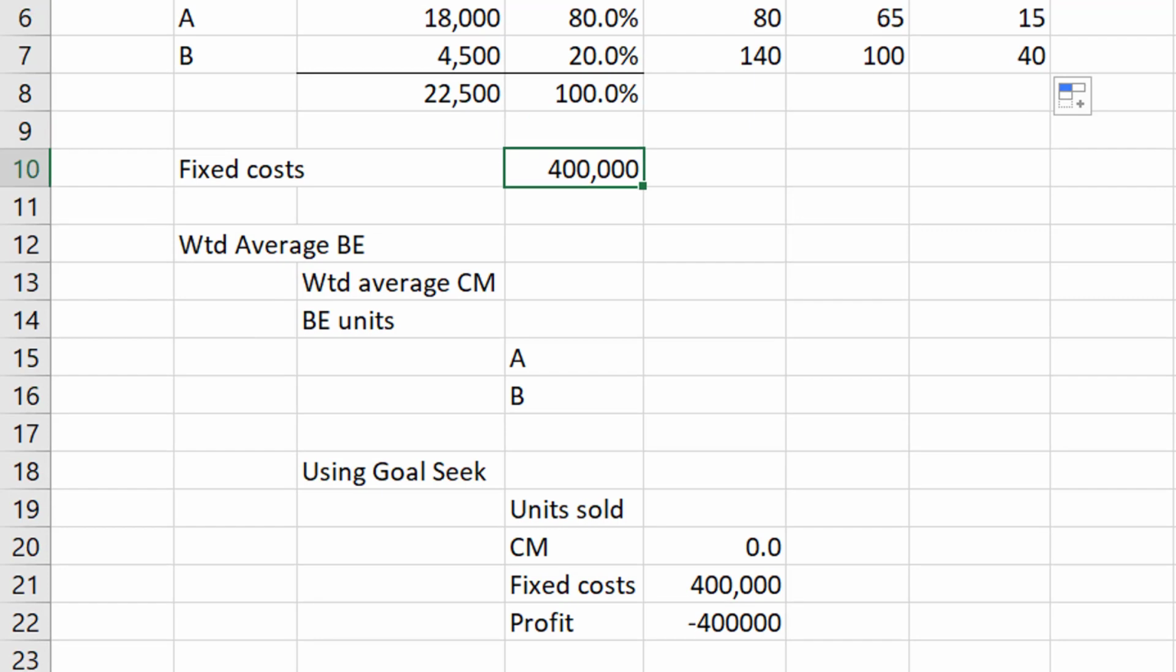Okay, so our next step is to calculate what is the weighted average break-even. So in order to do that, the first thing we have to do is calculate the weighted average contribution margin. So that's not a simple average, that's a weighted average. A simple average would be obviously 15 plus 40 divided by 2. But we need to weight that. So the way we're going to do it is we're going to take each sales mix times the contribution margin per unit.